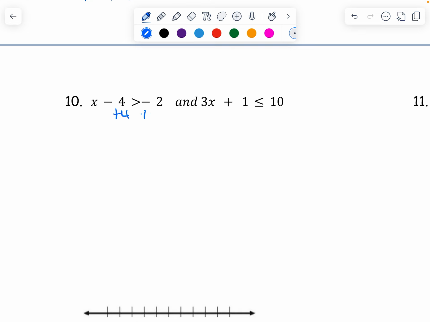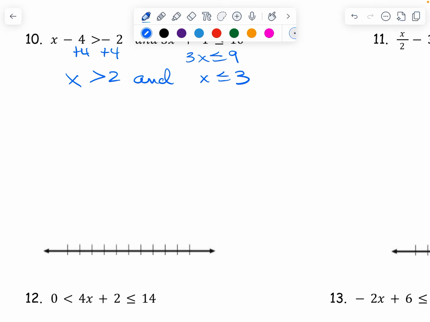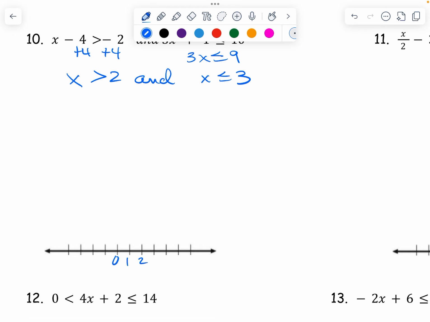Add 4. X is greater than 2, and I would get 3x is less than or equal to 9, which is x is less than or equal to 3. So it's less than 3 and greater than 2. 0, 1, 2, 3, 4. So it's greater than 2 and less than or equal to 3. It is 2 less than x, which is less than or equal to 3.